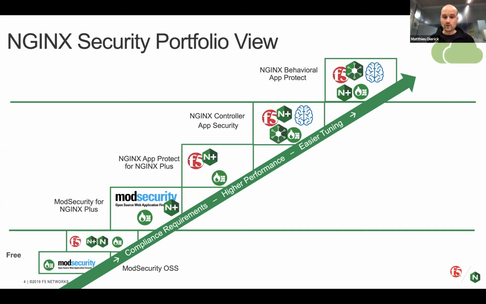Then the Controller arrived on the side, only with NGINX Plus. And last month, we announced the CAS, the NGINX Controller App Security. So today we are there. And what is coming up in NGINX, so it's not a commitment, it's just a vision on this slide. We're gonna have some advanced technology. That's why we see the brand here. It's behavioral protection. Okay, so in F5 we have a behavioral engine in order to protect against malicious requests and users. These are engines that are coming into the NGINX world and infrastructure.